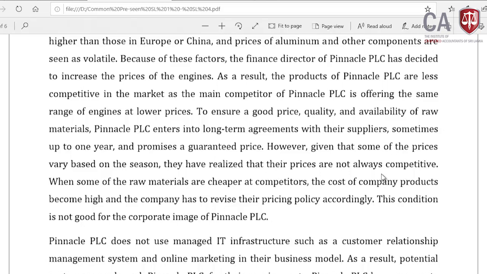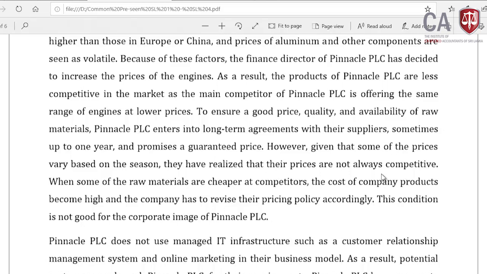When the raw material is cheap at competitors, the cost of the company's product becomes high and the company has revised its price policy accordingly. Competitors' prices will be lower now because they may be in a position to get the raw material at a lower price, but our product cost will be high because we are purchasing the raw material at a higher fixed cost, and the company has to revise its pricing policy accordingly.